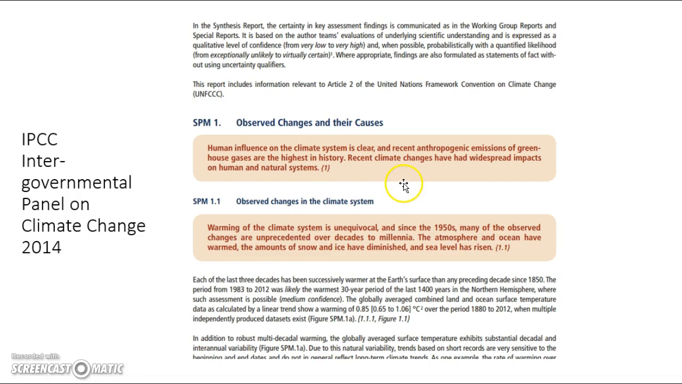Human influence on the climate system is clear, and recent anthropogenic emissions of greenhouse gases are the highest in history, and these have widespread impacts on human and natural systems. The warming of the climate system is unequivocal, and since the 1950s, many of the observed changes are unprecedented over decades to millennia. The atmosphere and ocean have warmed. The amounts of snow and ice have diminished. Sea level has risen.